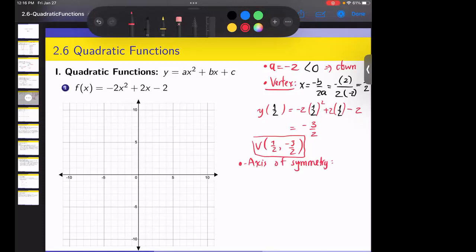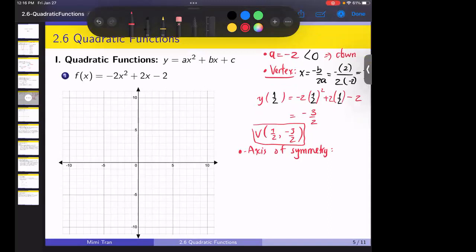Axis of symmetry. You should be able to tell me. x equal 1/2, right? On the exam, please say x equal 1/2, so you don't lose partial points. If you put just 1/2, I will take a point off. It's the whole equation. It should be x equal 1/2.